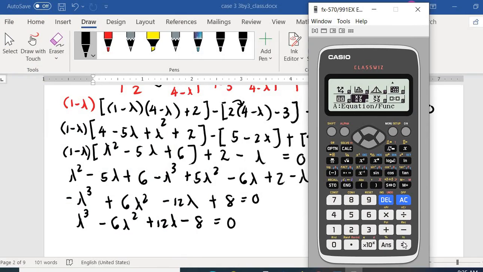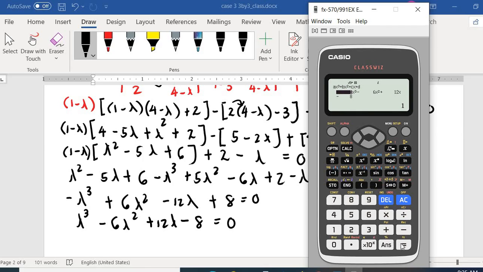So in the equation mode, you want to find the root of the polynomial equation. Choose number 2, degree 3. Key in the coefficients of your cubic equation. The cubic term is 1, the quadratic term is minus 6, the linear term is 12, and the constant term is negative 8. Is x equal to 2? So it goes back. This is an input for the polynomial equation.